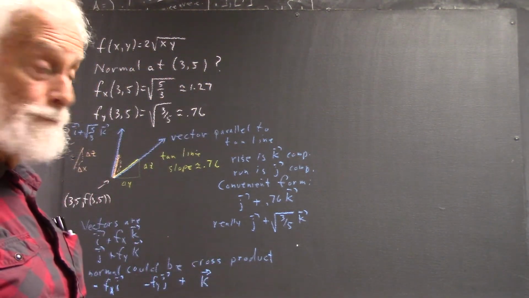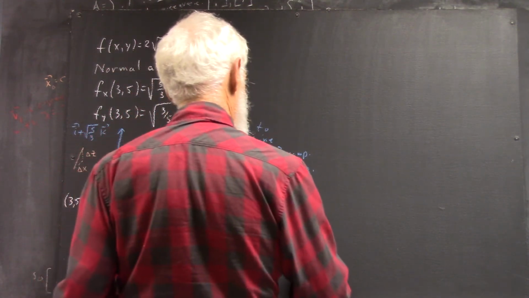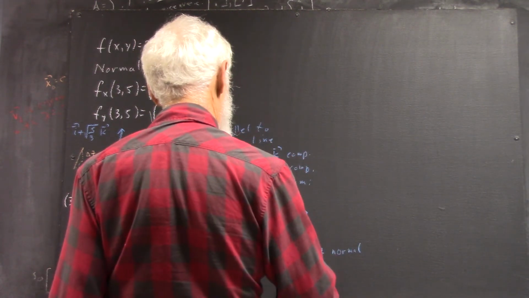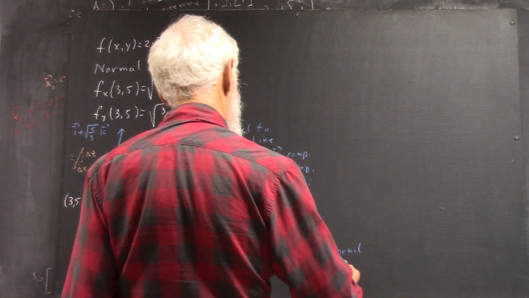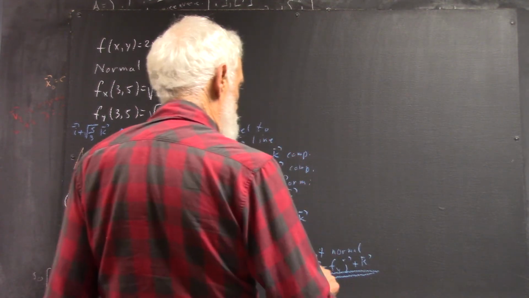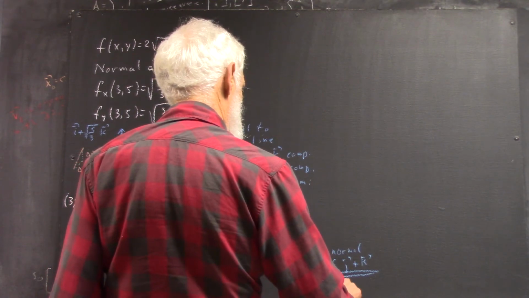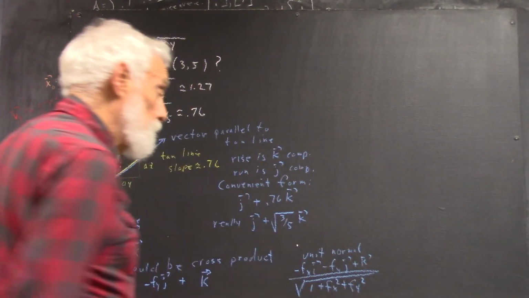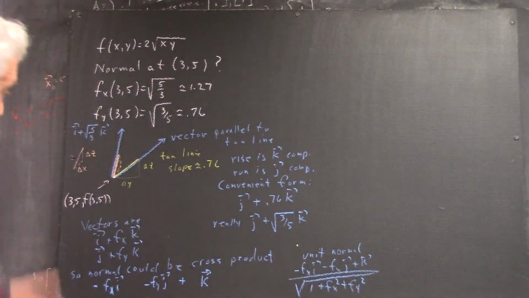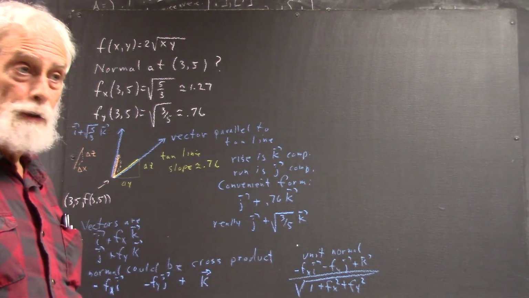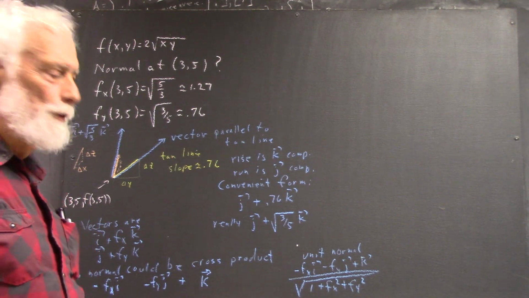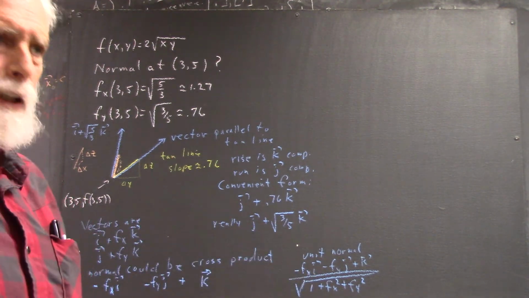If you want a unit normal, it's just this divided by the magnitude of this, which is the square root of 1 plus fx squared plus fy squared. Very simple formula, but if you remember where it comes from, you don't need to remember the formula because you can always reconstruct it very quickly. And if you're not using it frequently, it's a lot less baggage to remember how to develop it than it is to memorize it, unless you've got a really good memory.